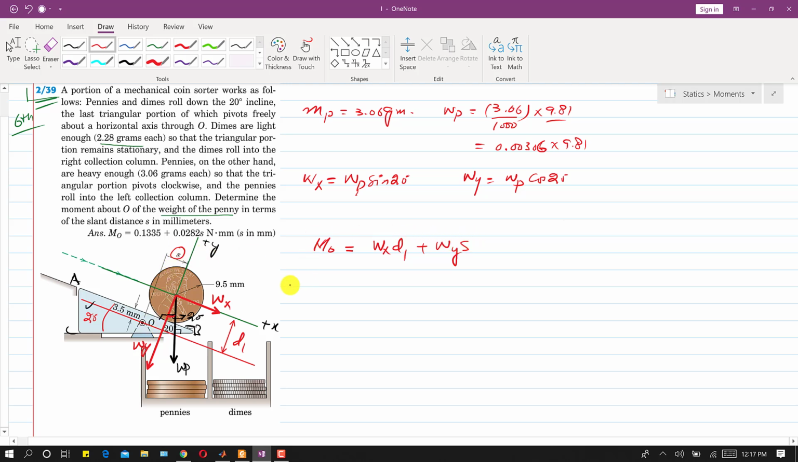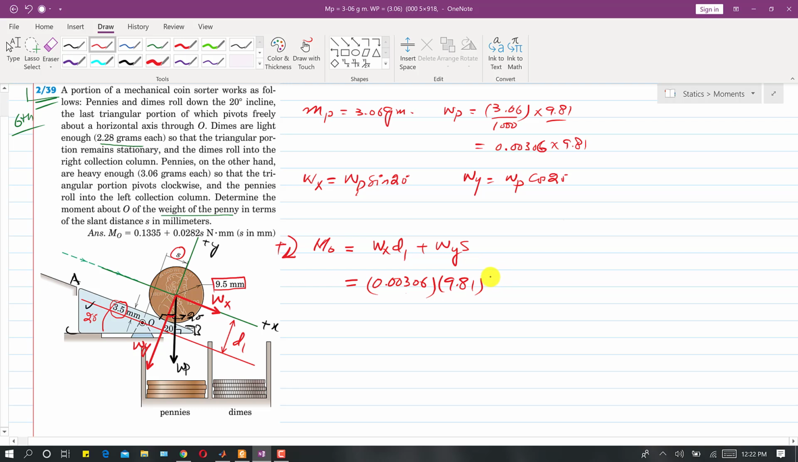And as we can see, Wx is producing clockwise moment, and similarly Wy is producing clockwise moment, so let's assume that this is the clockwise moment. So now if I write, then this MO will be equal to 0.00306 into 9.81, and then the d1. So what is the d1 distance? The d1 distance is the radius of this penny, this radius plus this height.